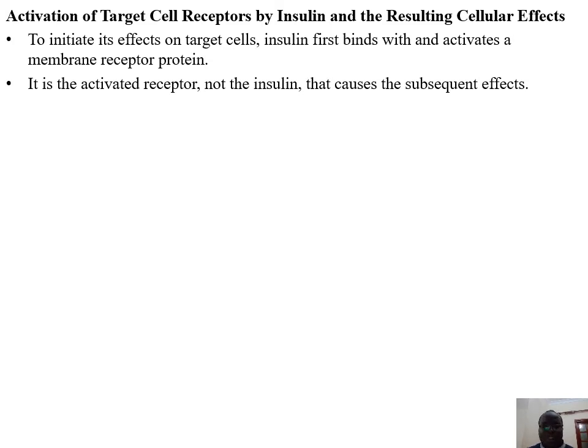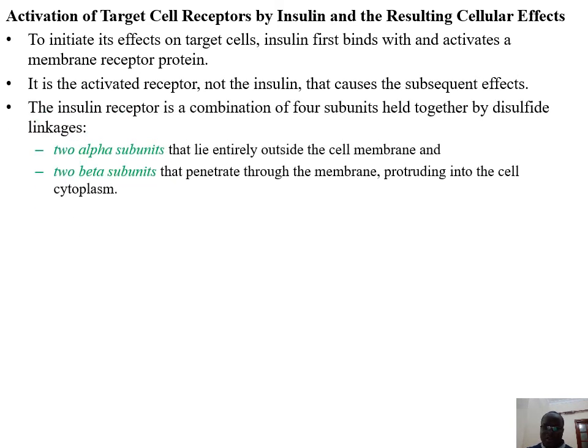To initiate its effect on target cell, insulin first binds with and activates a membrane receptor protein. So it's all about receptor. So here there are specific receptors for insulin. Remember, they are going to stimulate the target cells by binding to specific receptors. It is the activated receptor, not the insulin, that causes subsequent effects within the cells.